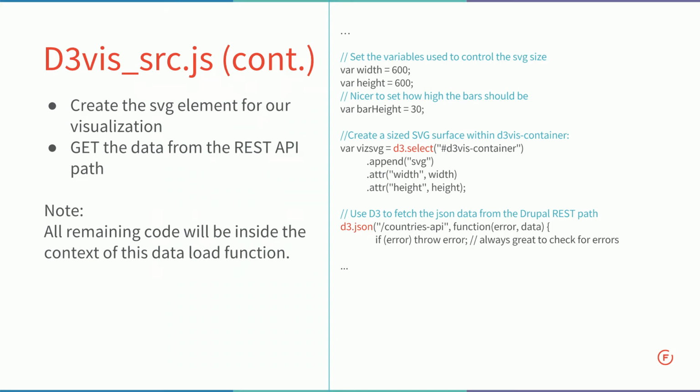Going into the stuff that we looked at earlier, we're just targeting that container that we had on there. We're appending our SVG element to get that created, and we're adding the attributes of that height and width of 600, 600 there as well. We're then going into our data that we have coming out of the views. We're pulling in that /countries API, which is of course the same path that we set up for Drupal to output that. And we're checking for errors, which is always a good thing to do.